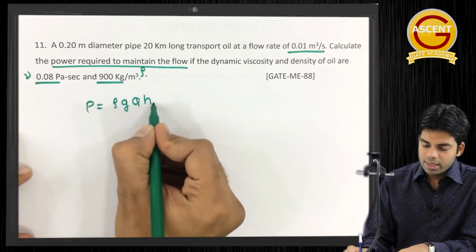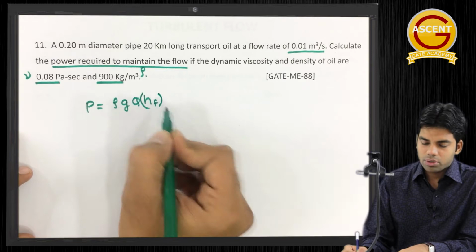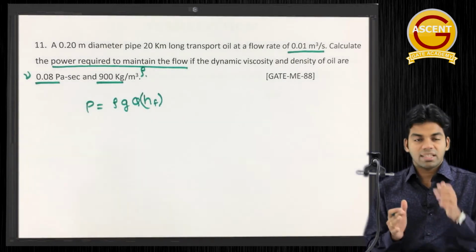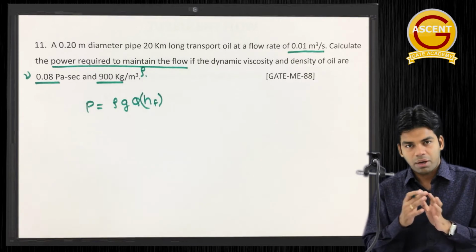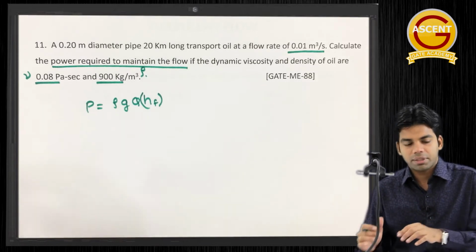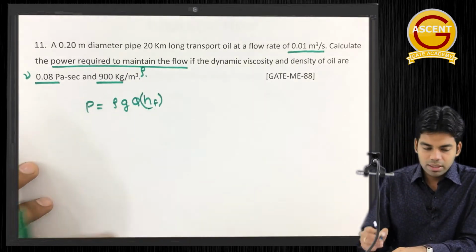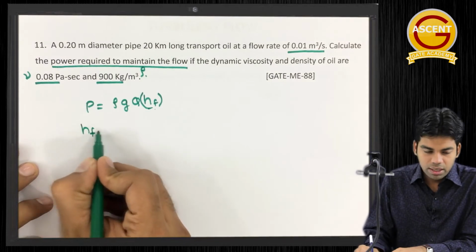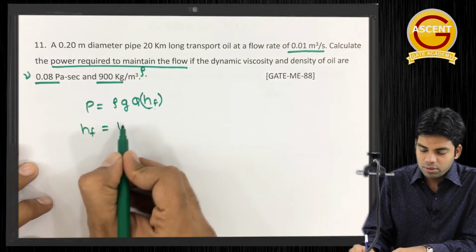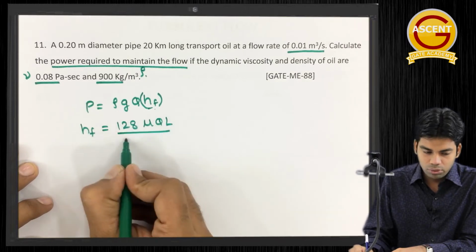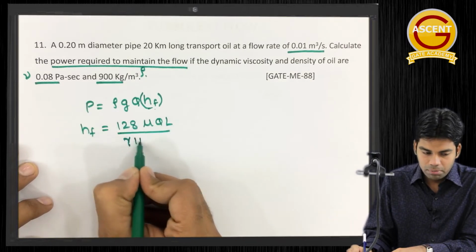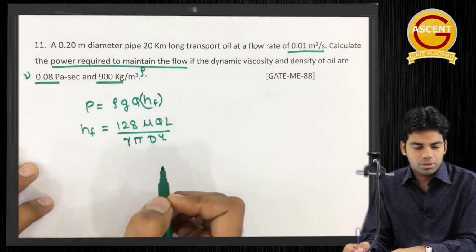Okay, and this H is nothing but the head loss, because whatever head is lost, the same amount of head we will have to provide. So power is required to provide that much amount of head. Okay, so this much power is required. So first we can calculate the value of this HF. We know for laminar flow, HF is 128 mu Q L upon gamma pi D raised power 4. So just put all the values.